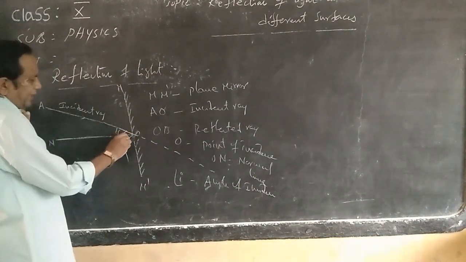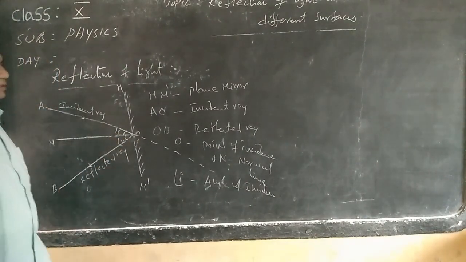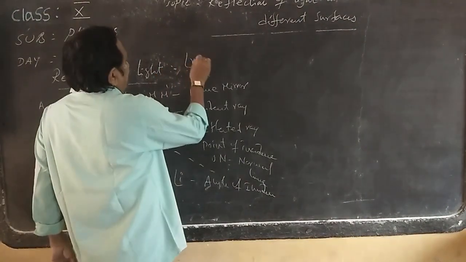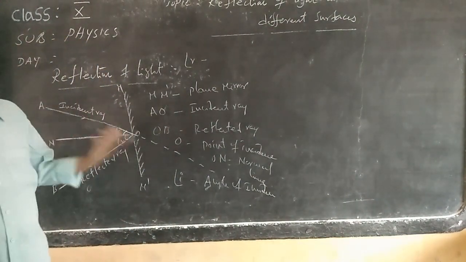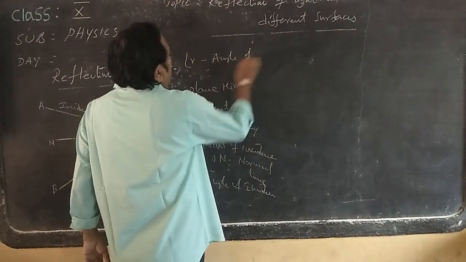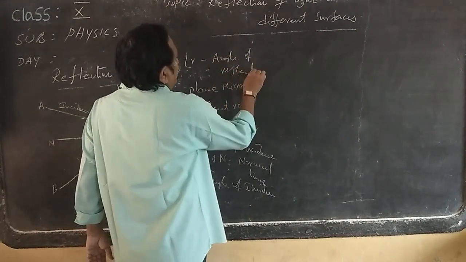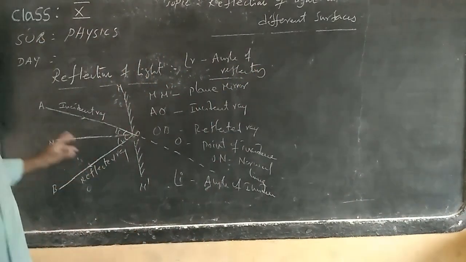After the refraction, what happens? Again, a certain angle will be formed. That is called the reflected angle, or angle of reflection. This is said to be the angle of reflection. These are points to remember, very important ones.